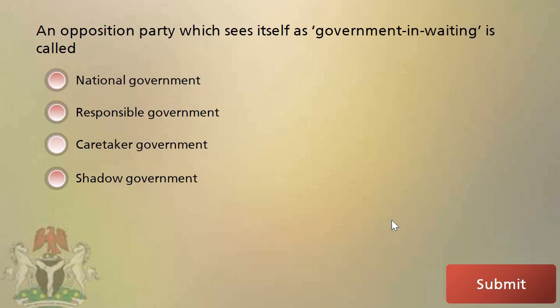Question 21. An opposition party which sees itself as government in waiting is called A, national government, B, responsible government, C, caretaker government, D, shadow government. I want you to know that shadow government is a government in waiting that is prepared to take control in response to certain events, especially one made up of the leadership of the largest opposition party in parliament, which would assume control should the ruling party be displaced in elections. So the right answer is shadow government.